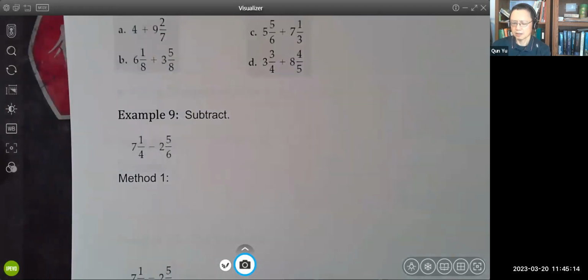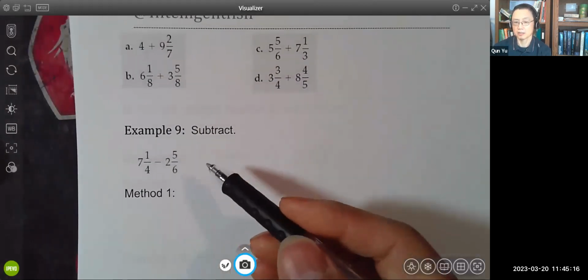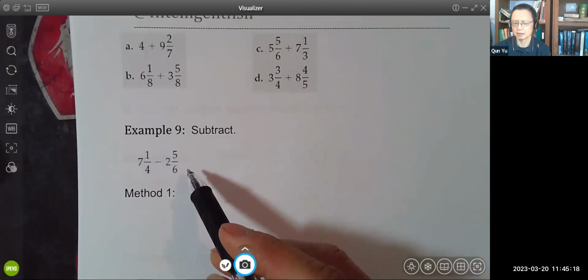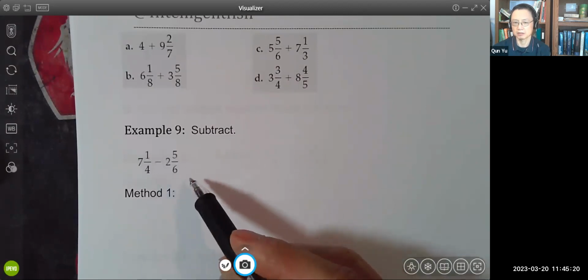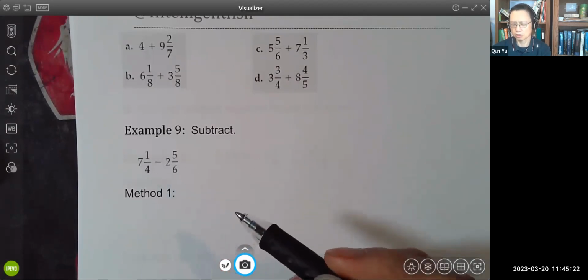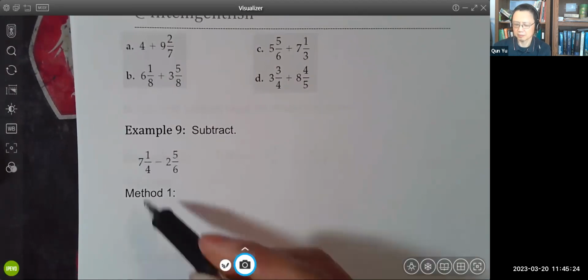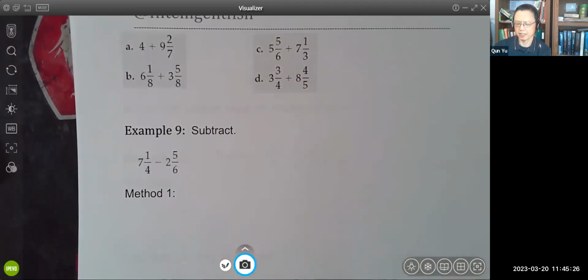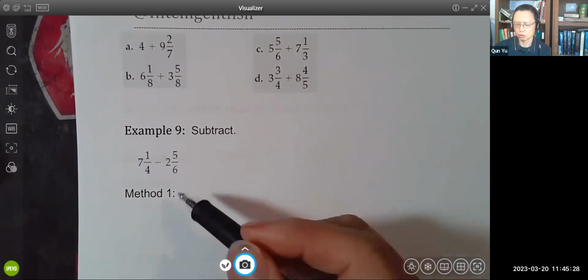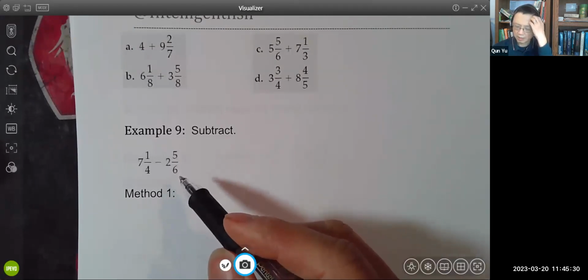Now let's look at our next example. We are going to subtract with mixed numbers. Now I'm going to show you 2 methods here. That's why it's method 1, later on we have method 2. So we do 2 methods. There's a reason for that.